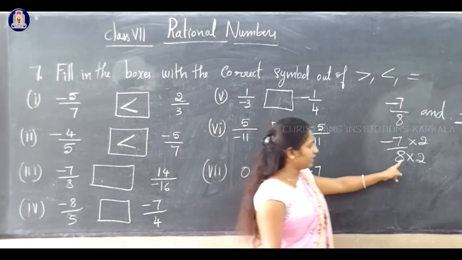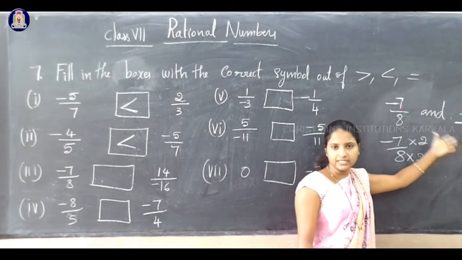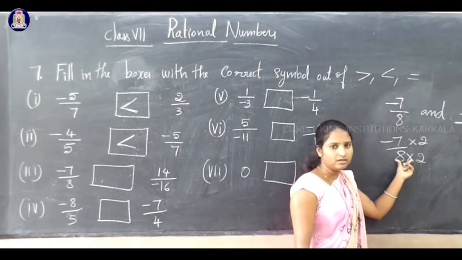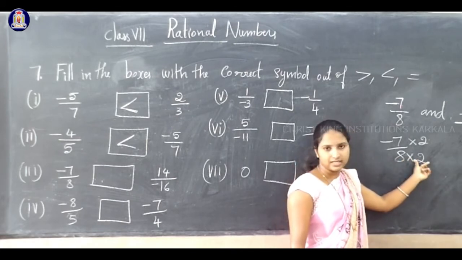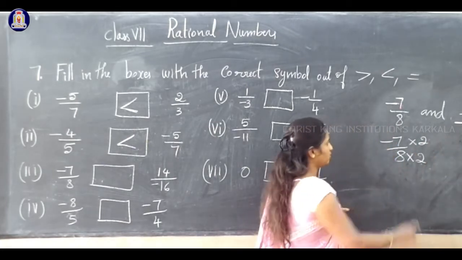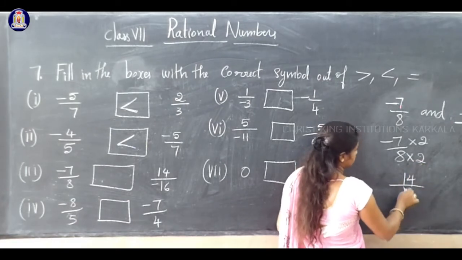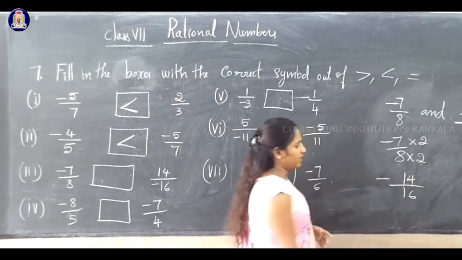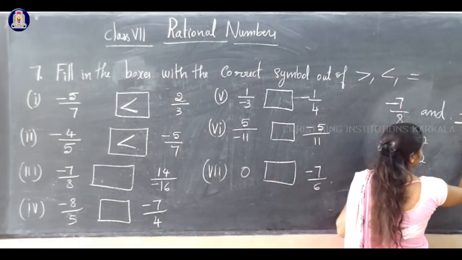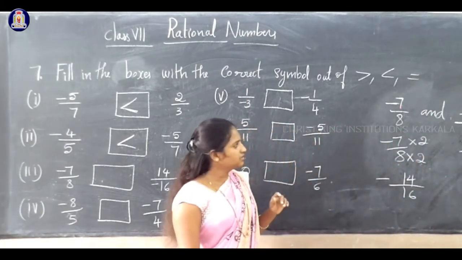So why did I multiply 2? Because we want to get the same denominator. If you multiply 2 to the denominator, we get 8 2s are 16. Here also the denominator is the same, 16, isn't it? So what you have to do now? 7 2s are 14 and 8 2s are 16. So minus 14 by 16 and here plus 14 by minus 16.